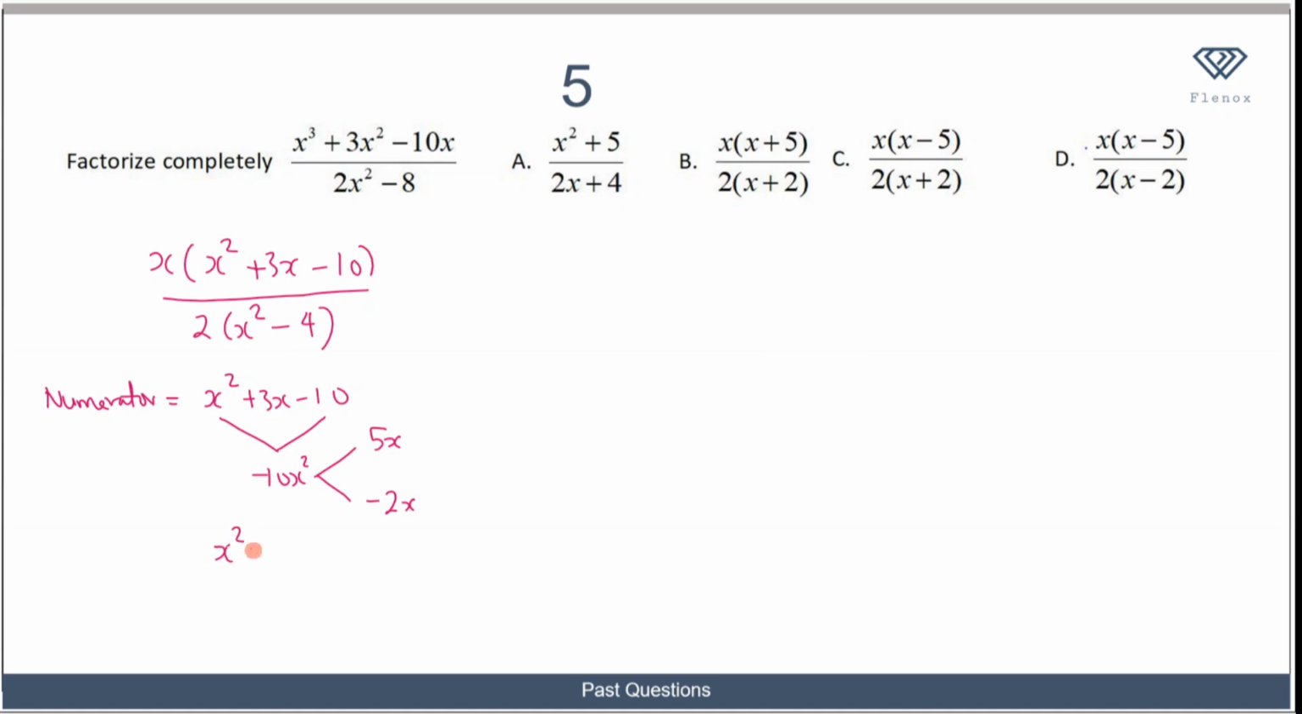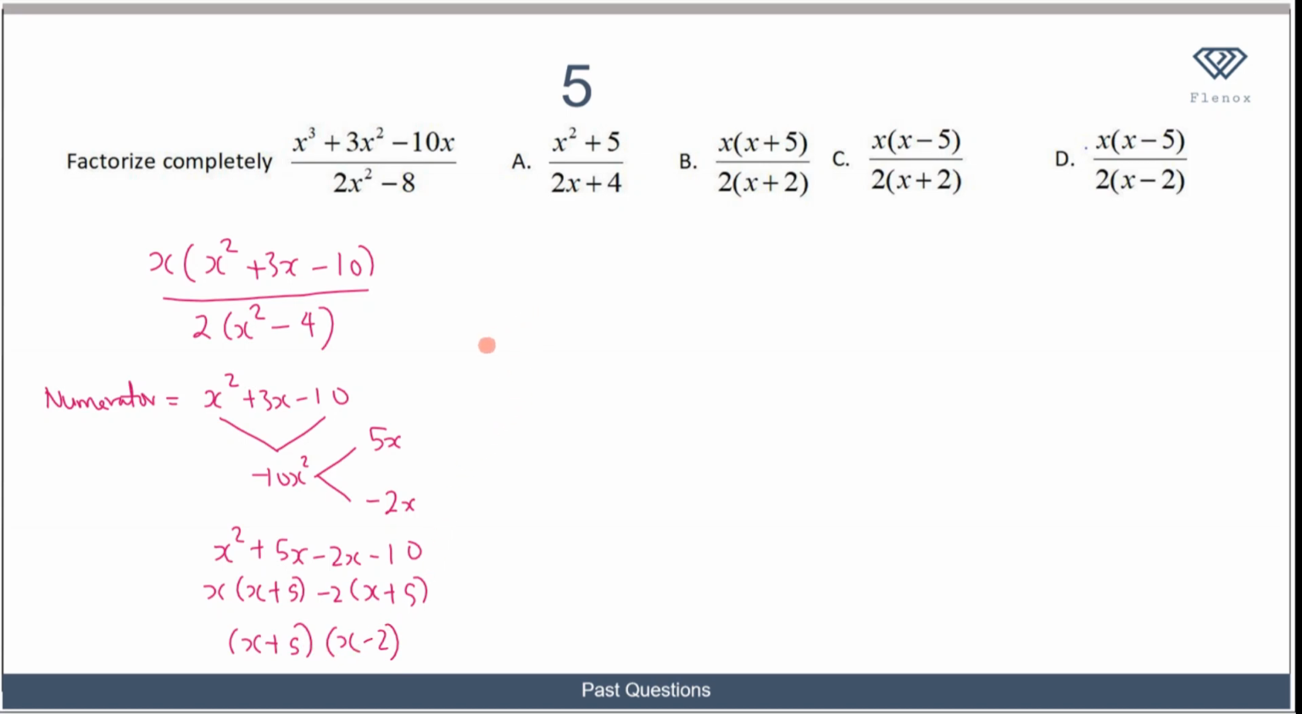So I have x squared plus 5x minus 2x minus 10. So x is common to both, I'm left with x plus 5. And here minus 2 is common, and I'm left with x plus 5. So factorizing this now becomes: pick one of the x plus 5 and I'm left with x minus 2. So this term can be written as this.